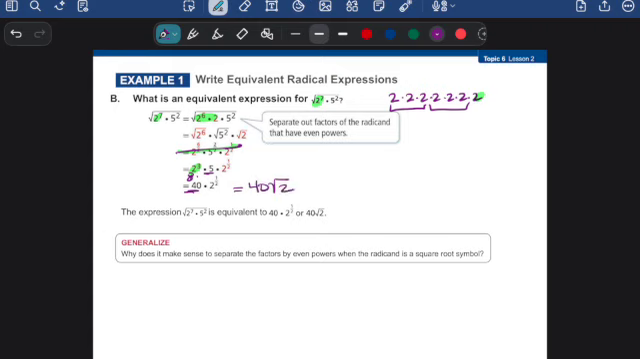I don't think you need to. I think it's easier if you don't convert them to rational exponents. Honestly, that might confuse you a little bit. So I wouldn't do this part. I would just leave it as the square root of 2.